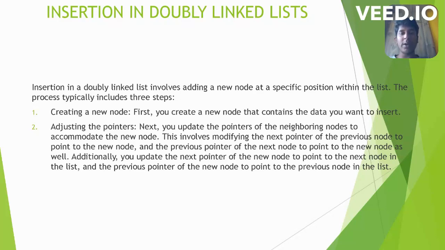Second, adjust the pointers. Next, you update the pointers of the neighboring nodes to accommodate the new node. This involves modifying the next pointer of the previous node to point to the new node, and the previous pointer of the next node to point to the new node as well. Additionally, you update the next pointer of the new node to point to the next node in the list and the previous pointer of the new node to point to the previous node in the list.